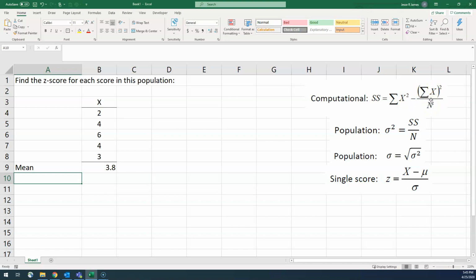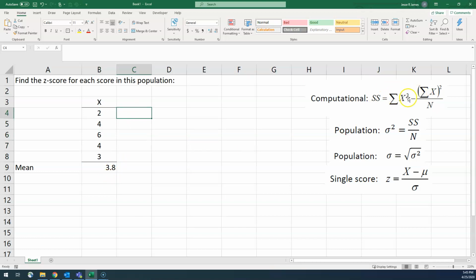And as you remember from last module, the square of the sum of x is to take the sum of all the x's, add them up, and then square that value. Whereas this here, the sum of x squared, is to square each x score first and then sum those up. So we're going to do both of those things, and then of course we have 5 scores in our population here, so the big N right there is going to be 5.